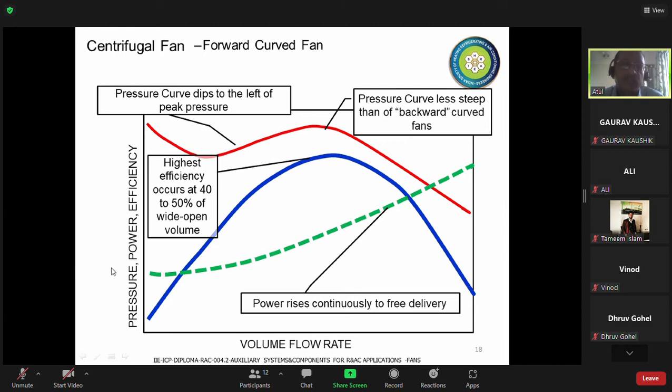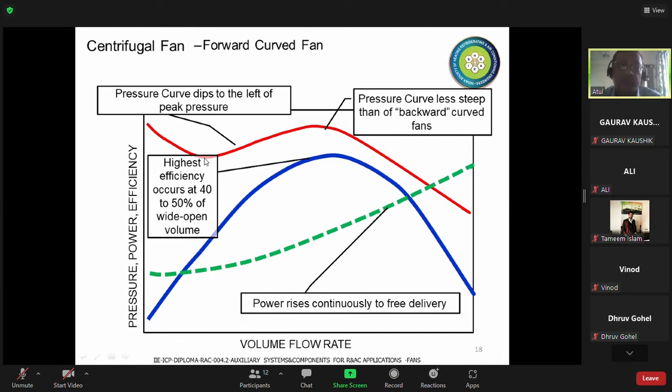The red line is telling what the pressure is, and pressure is given on the y-axis and volume flow rate is given on the x-axis. So the y-axis tells you how the pressure performance moves. Normally, at zero flow rate, the pressure is high. As the flow rate increases, there is a slight dip in pressure.